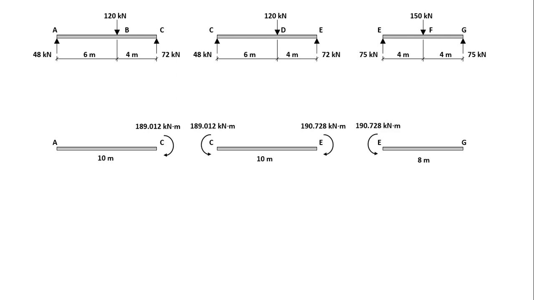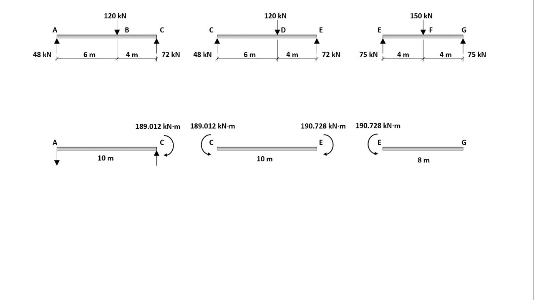Okay. So, paano natin kukunin yung reactions dito? Take note that these are all moments. So, dapat ang mag-resist dyan ay couples. Take note that couples are forces with equal in magnitude, opposite in direction with a perpendicular distance between them. So, dahil yung 189.012 kilonewton meter ay clockwise, therefore it must be resisted by a counterclockwise couple. It's like this.